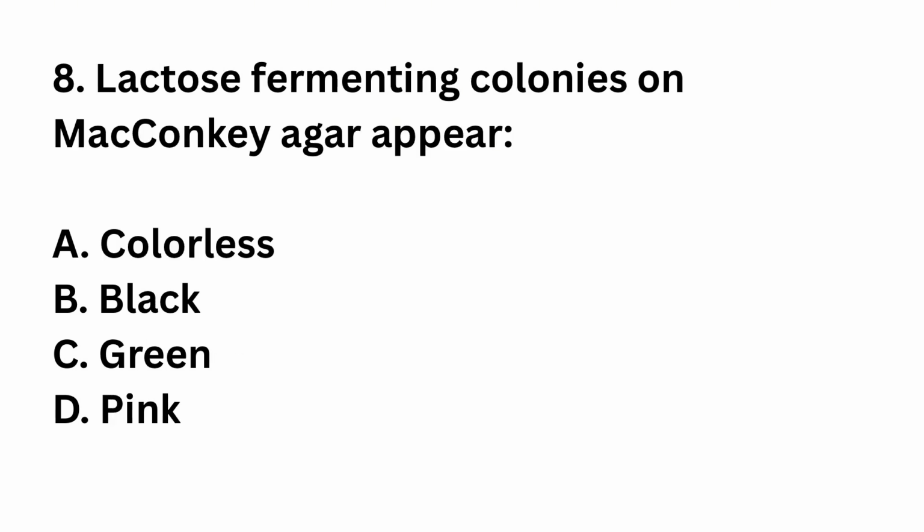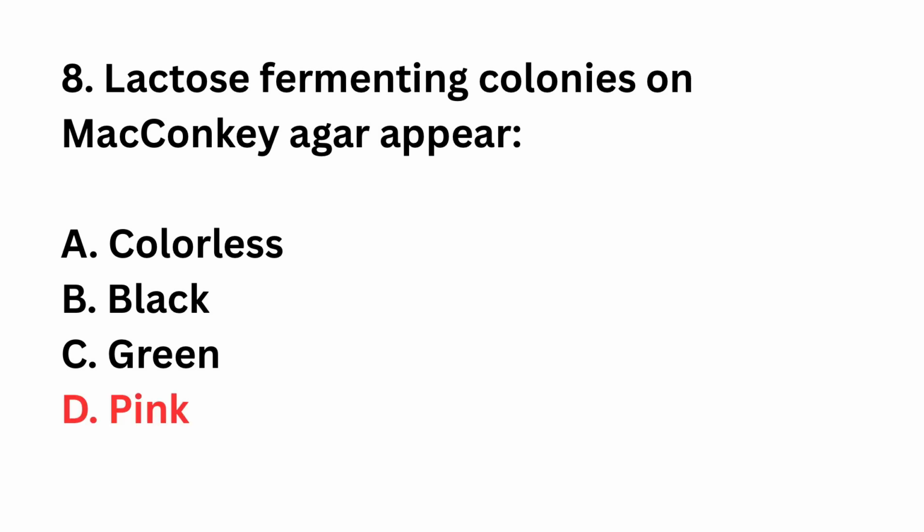Question number 8. Lactose fermenting colonies on McConkey agar appear colorless, black, green, pink. The right answer is option D, pink. Lactose fermentation produces acid, turning colonies pink.